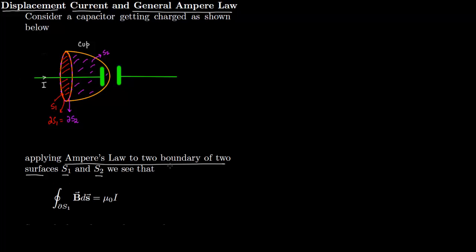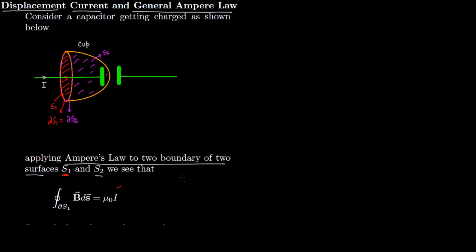So first we apply Ampere's law to S1. Now you see that this S1 is this red shaded portion, and the current I is passing through this surface. Since the current I is passing through the surface, you apply Ampere's law. So you have the integral of B vector dot dl vector, and this gives you mu naught I, because I is the current passing through the surface.